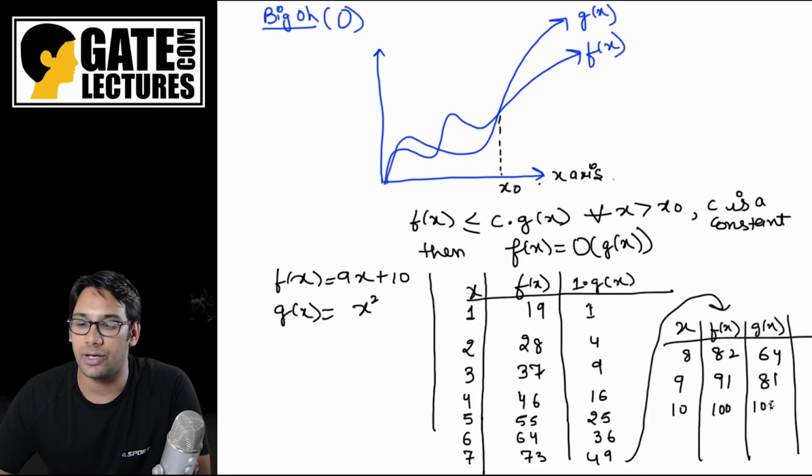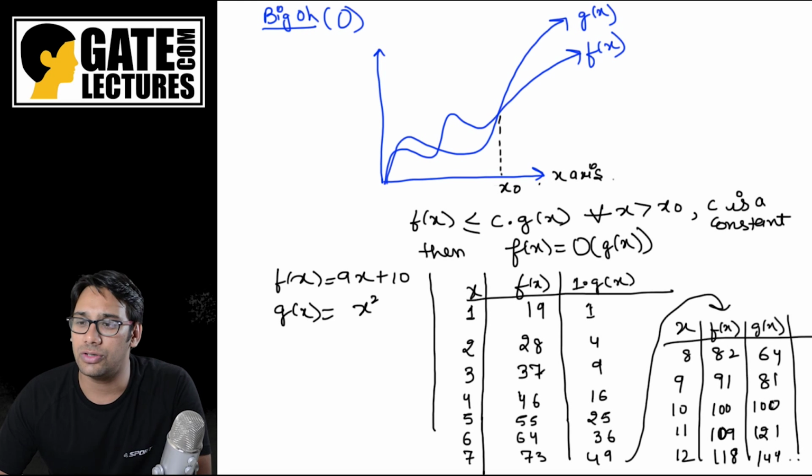Now if we put the value 11, in that case f(x) will become 119. So this is 99 plus 10 is 109, sorry, the previous value was 109, right? And g(x) will become 121. If the value of x is 12, then f(x) will become 118 and g(x) will become 144, and so on.